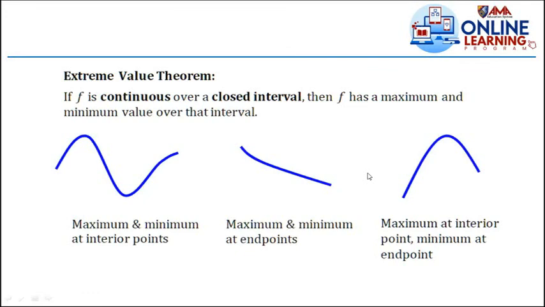If f is continuous over a closed interval, then f has a maximum and minimum value over the interval. Okay? So in your first figure, the maximum and minimum at interior points. So this is your maximum, and this is your minimum. Sa interior po niya, no? Maximum value, minimum value, no? Maximum and minimum at endpoints. So this is your maximum, and this is your minimum. Maximum at interior points. So this is our interior points. Okay? Minimum at endpoints. Ito yung minimum po niya.